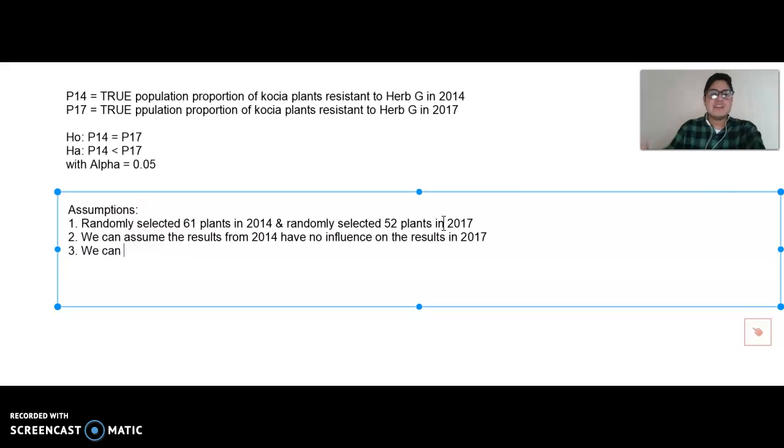Therefore, we need to check the 10% condition. So we can assume there were at least 610 kochia plants.